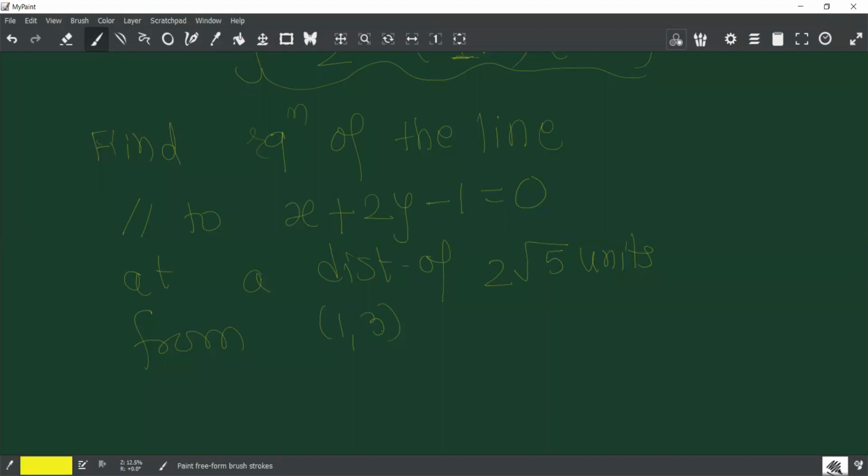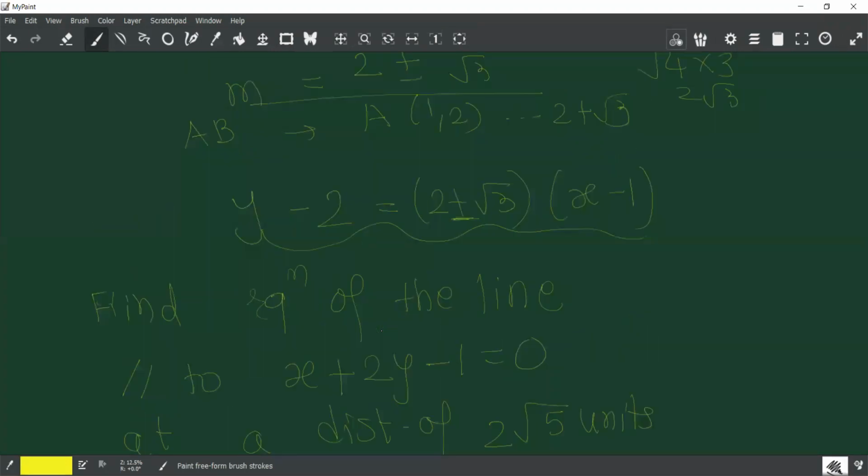Answer to the previous question. Wait a minute, these are the answers. y minus y1 is equal to slope into bracket x minus x1. So you can write the equation of one side of AB with 2 plus √3, and this is the final answer. Because this includes both, I have written plus minus. One answer will be plus, the other answer will be minus. Okay.